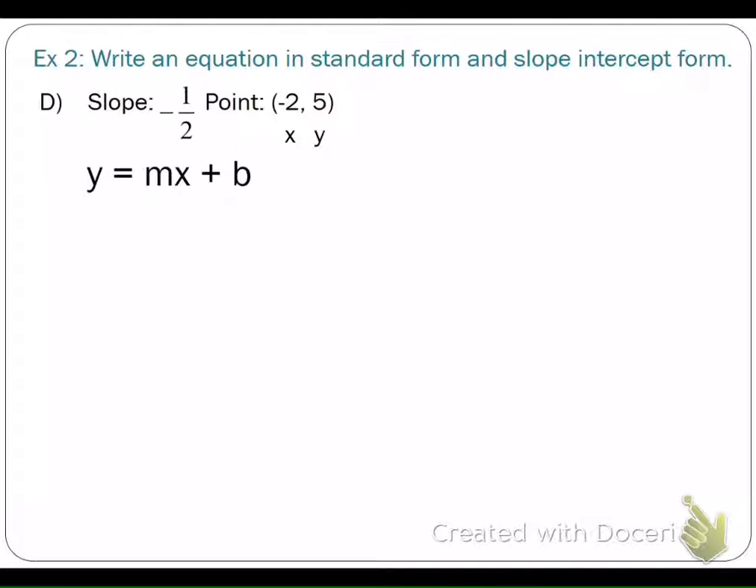You are correct. 5 equals -1/2 times -2. Oh, that's the -1? Yep. 5 equals 1 plus b. 1 equals b. 4 equals b. 4 equals b. Good. So, what's my slope-intercept form? y equals -1/2 plus 4.